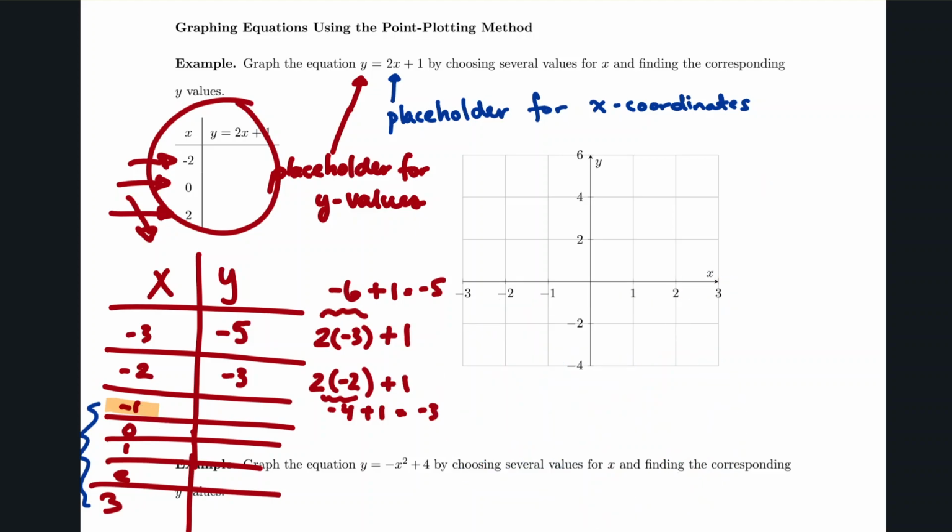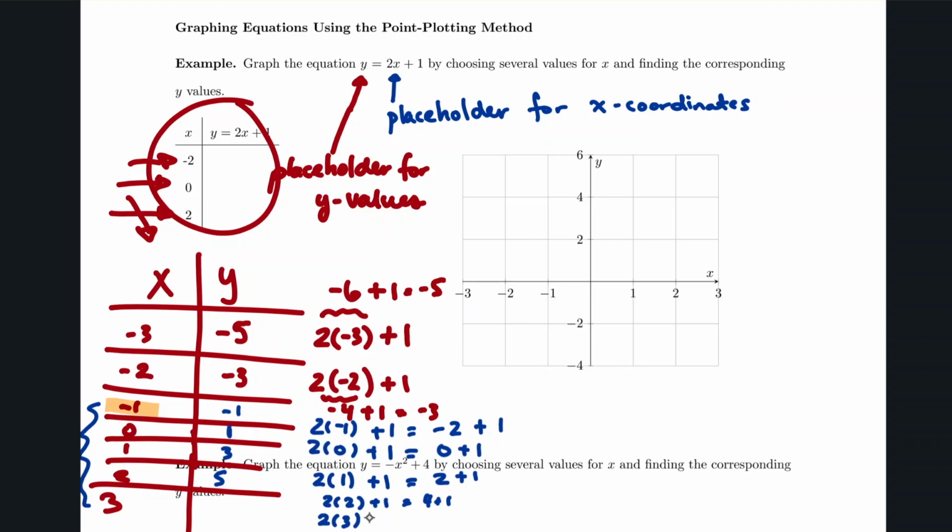So when x is negative 1, I plug it into the equation 2 times negative 1 plus 1. 2 times negative 1 is negative 2, plus 1 is negative 1. Continuing at 0, 2 times 0 plus 1. Now anything times 0 is 0, so that becomes 0 plus 1, which is just 1. 2 times 1 plus 1 is going to be 2 plus 1, which is 3. 2 times 2 plus 1 is 4 plus 1, which is 5. 2 times 3 plus 1 is 6 plus 1, which is 7.